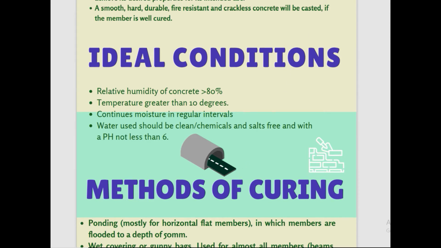In fact, there's a small mistake here which I just quickly fixed. The pH of the water should not be less than 6, because if it's lesser than 6, it means that it's acidic, all right? So we want water with a neutral pH, which is usually 7. It means that the water shouldn't be acidic. It should be towards the basic end of the spectrum. So ideal conditions are relative humidity more than 80%, temperature greater than 10 degrees, and continuous moisture at regular intervals throughout the day, and clean water with pH not less than 6.